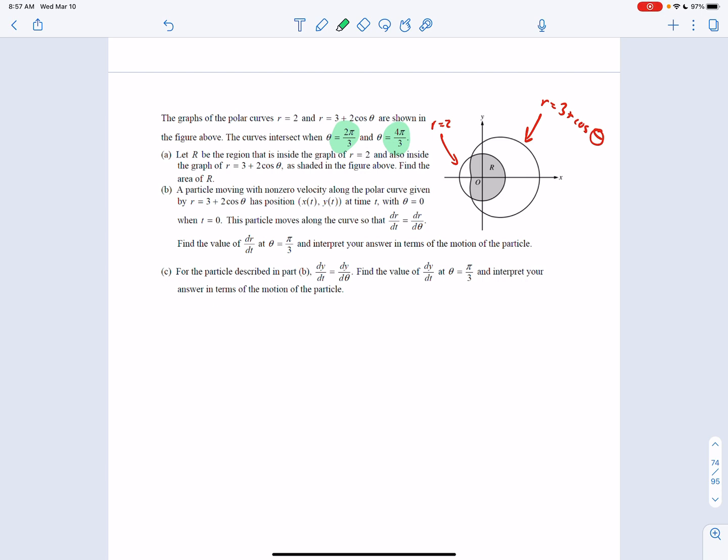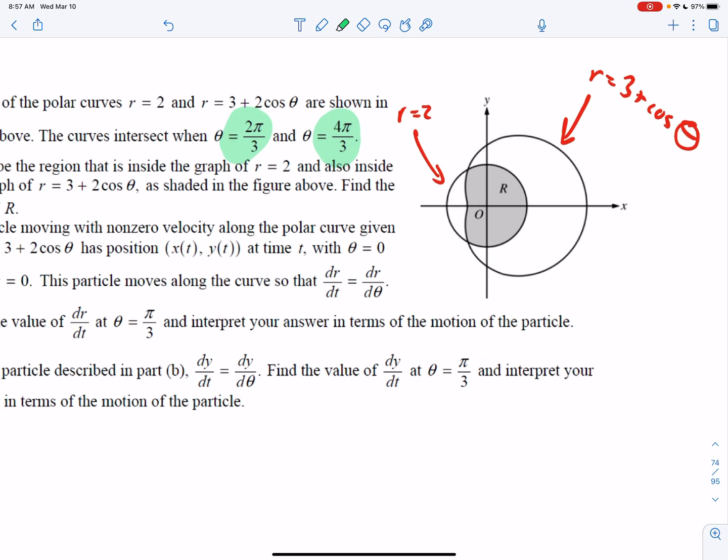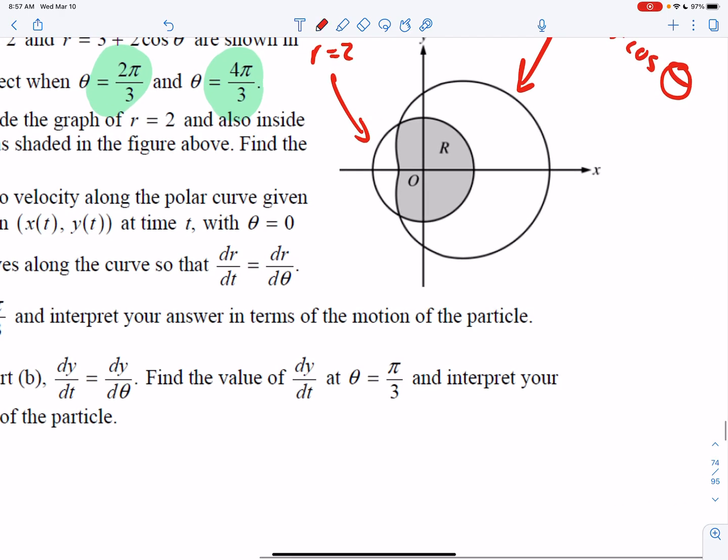Let R be the region inside the graph of r equals 2 and also inside the graph of r equals 3 plus 2 cosine theta. Shade it in the figure above. So here they don't leave any guessing to it. They tell you exactly what to find because they shaded it. All right, so this is what's a little bit tricky regarding part A.